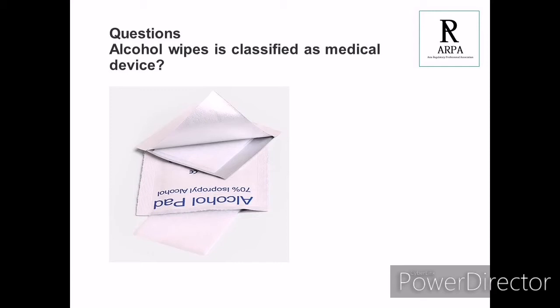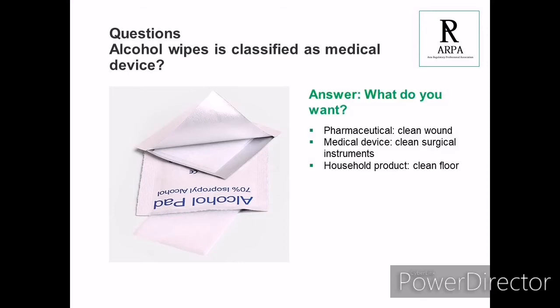Let's have an interesting example. Do you think alcohol wipes are classified as a medical device? The interesting answer is, what do you want? It could be pharmaceutical if you register this product to clean wounds because you have pharmacological action. If you register this product to clean surgical instruments, then it could be a medical device. But if you just use it to clean the floor, with no medical claims, then it could be a household product.